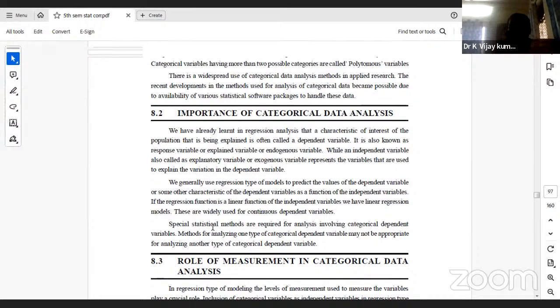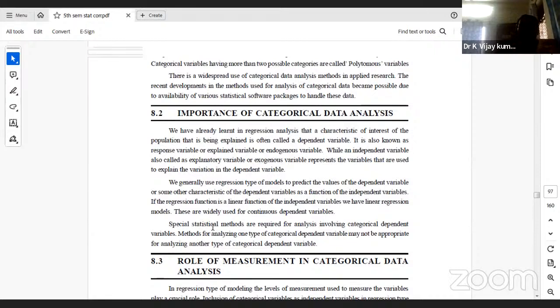In regression analysis we can predict the values of the dependent variables, or some other characteristics of the dependent variables, as a function of the independent variable. This is a major aspect in categorical data analysis, as well as the regression function as a linear function.